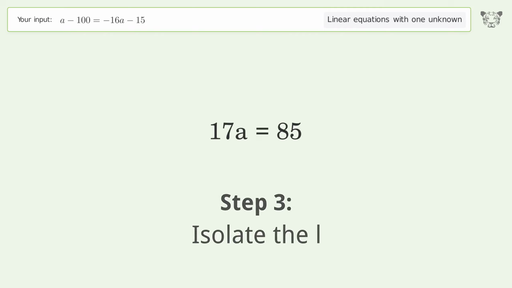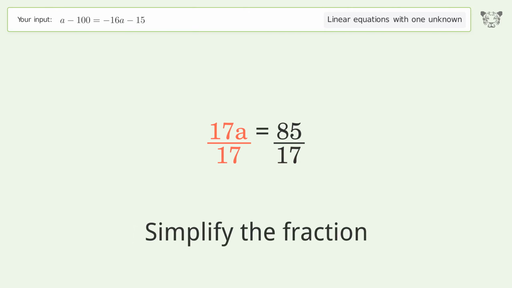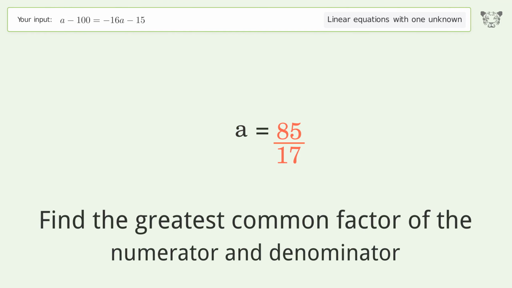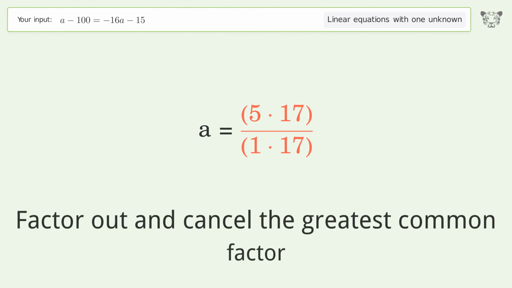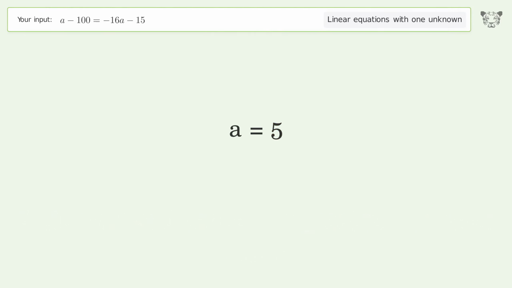Isolate the a. Divide both sides by 17. Simplify the fraction. Find the greatest common factor of the numerator and denominator. Factor out and cancel the greatest common factor. And so the final result is a equals 5.